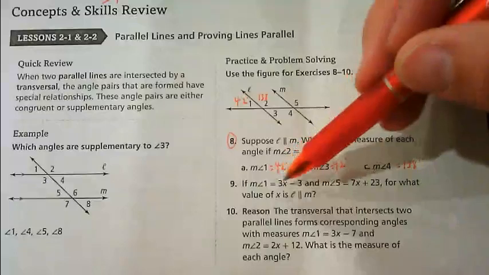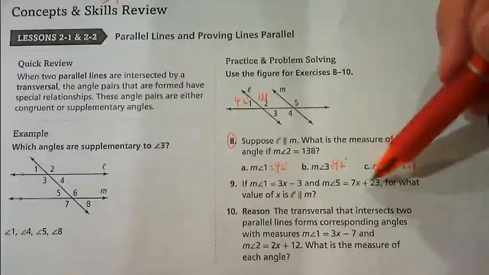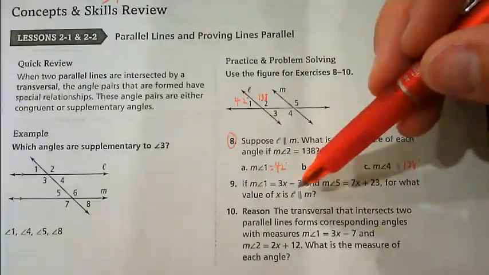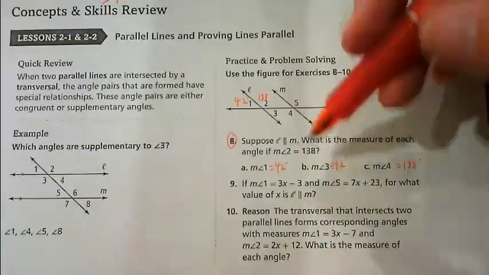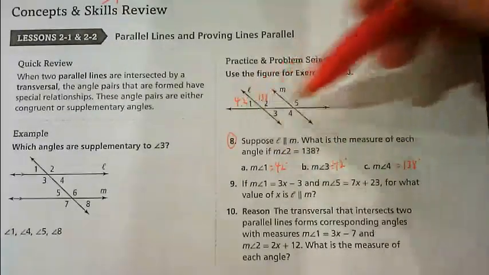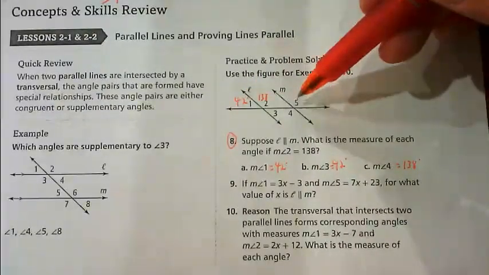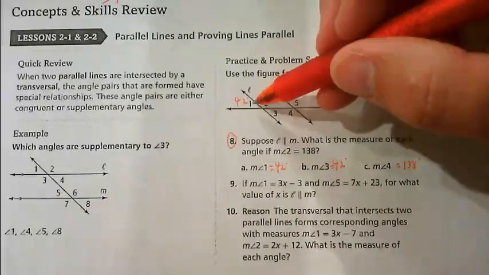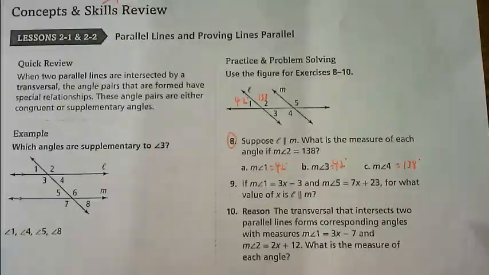If measure of angle 1 is equal to 3x minus 3, and measure of angle 5 is equal to 7x plus 23, what is the value of x? For what value of x are L and M parallel? Now they rephrase this a little bit, but the essential idea is that angle 1 and angle 5, since they are same side exterior angles, have to be supplementary in order for these two lines to be parallel. So using that fact, we know that these two have to add up to 180. Again, that's what it means to be supplementary.